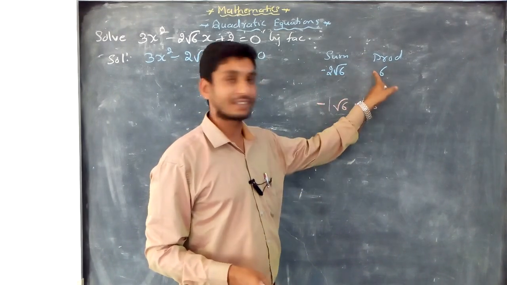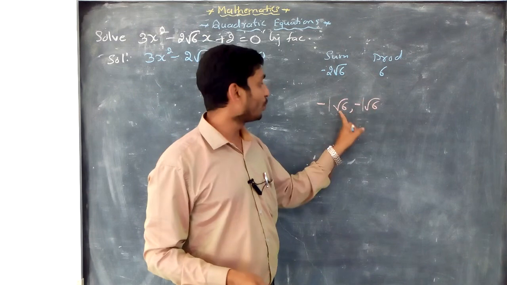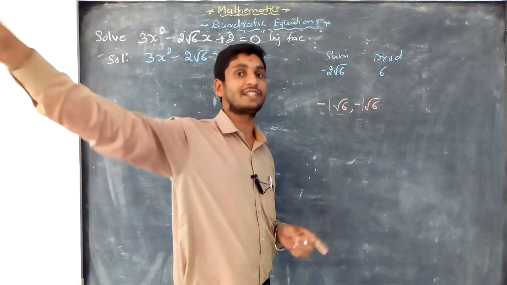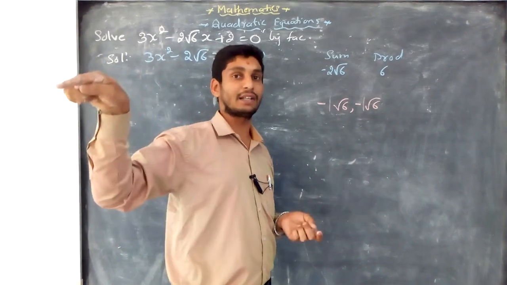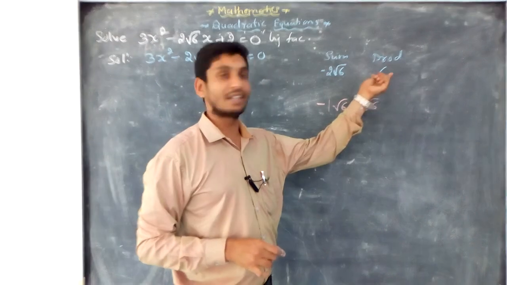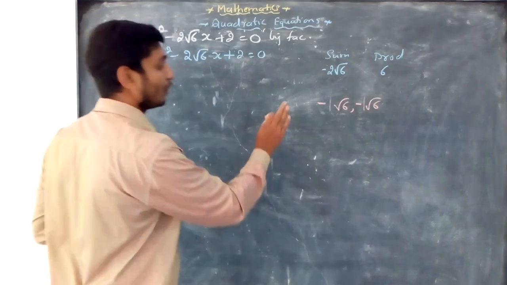Minus into minus plus 1 into 1, 1. Root 6 into root 6 means root 36 only, or root 6 square. Order to go to answer, that is 6 only. Yes, we got the multipliers.